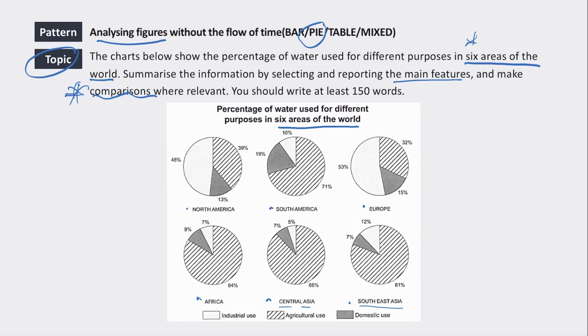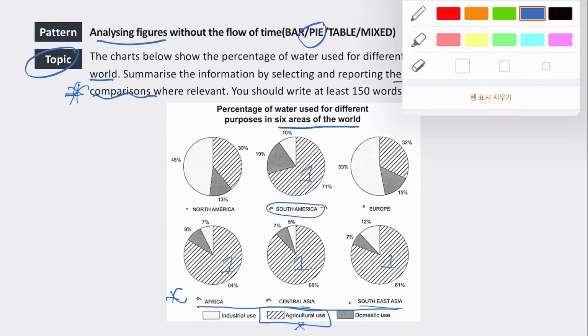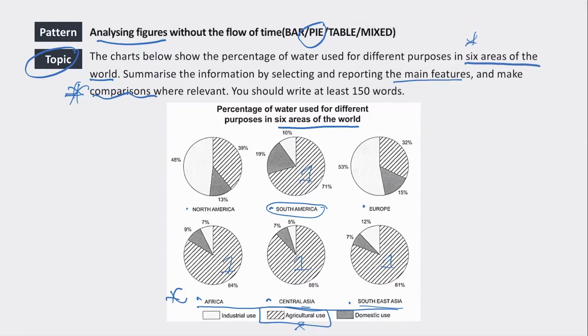Okay, so if we're looking at water use, the first thing I see is that South America and these guys down here have all got this huge use of agricultural water. Okay, so they all have number 1 as agriculture. And then instantly I'm thinking, okay, we're going to compare that to North America and Europe, where their number 1 use of water is industry. So I'm thinking that's my first comparison.